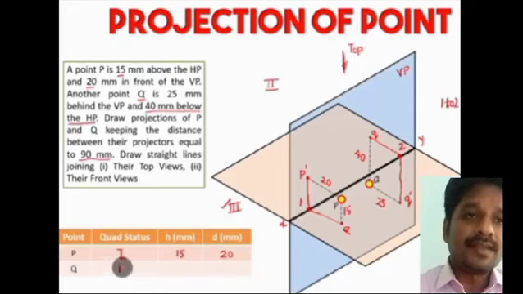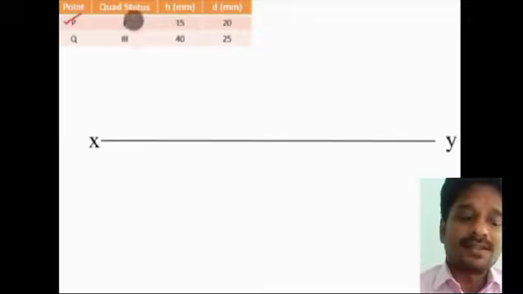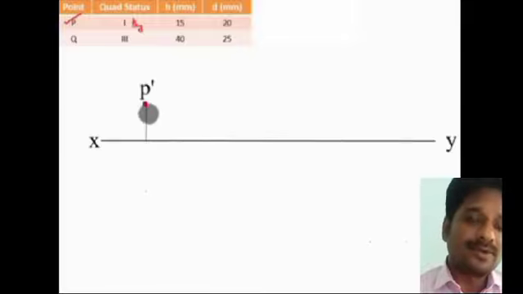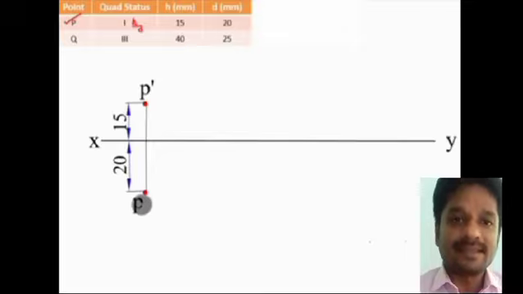That means H by D. So H is 15 and D is 20 mm. H always shows the front view and D always shows the top view. The notation for the front view is FV and the top view is TV. Now the point P is marked 15 mm above the reference line and 20 mm below the reference line. The point P dash denotes the front view point and the point P denotes the top view point. That means the distance 20 lies in the horizontal plane and the distance 15 lies in the vertical plane.